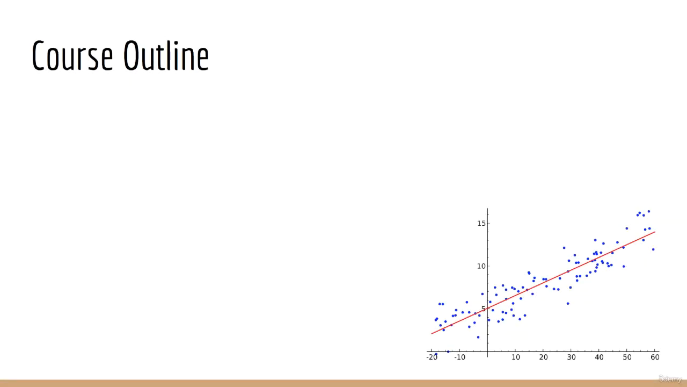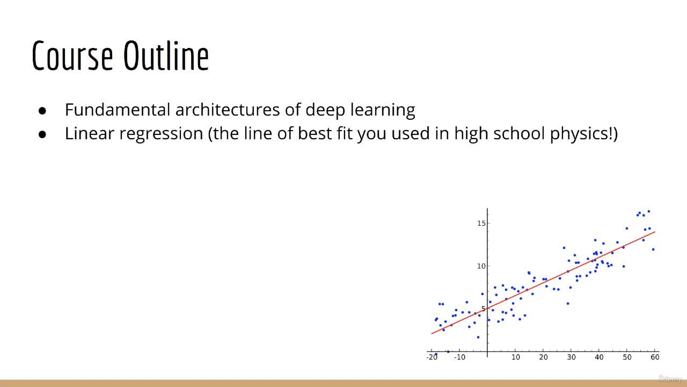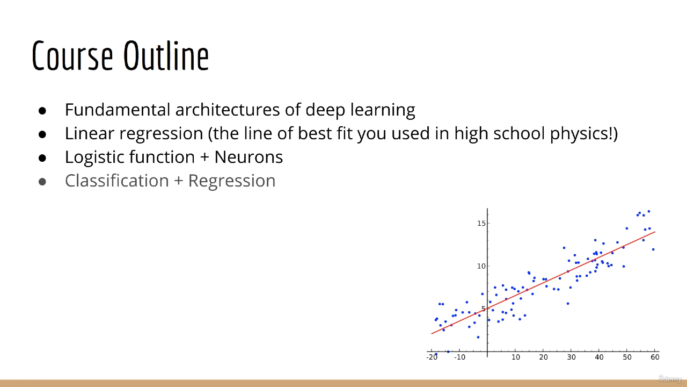Once you've done that, we are going to go through the fundamental architectures involved in deep learning. Believe it or not, this all starts with linear regression, the line of best fit you learned about in high school physics. We'll see that with just one little change, adding the logistic function on top of a linear model, we will get a neuron. This covers the two major types of supervised learning, classification and regression.